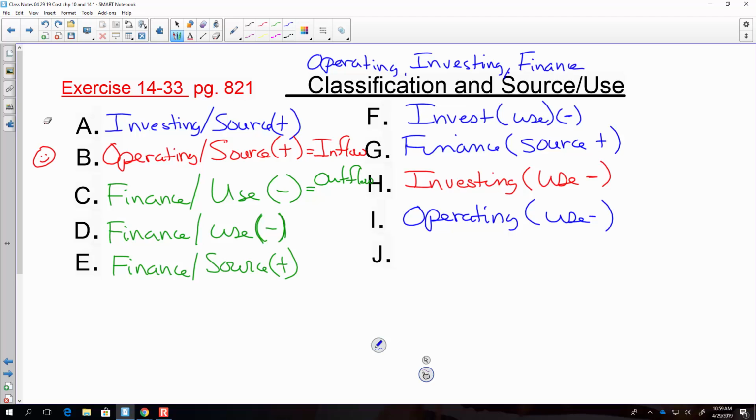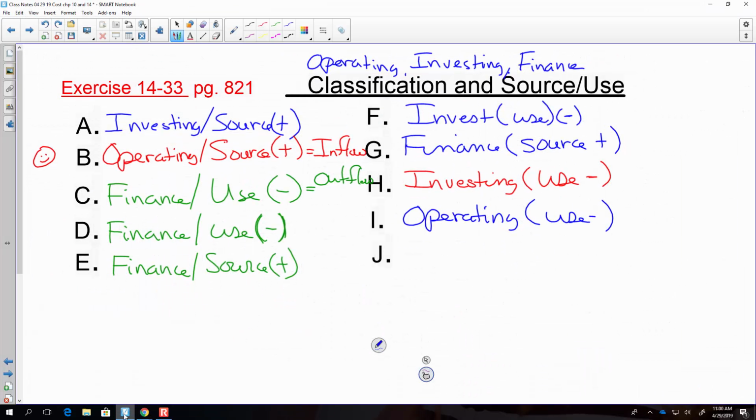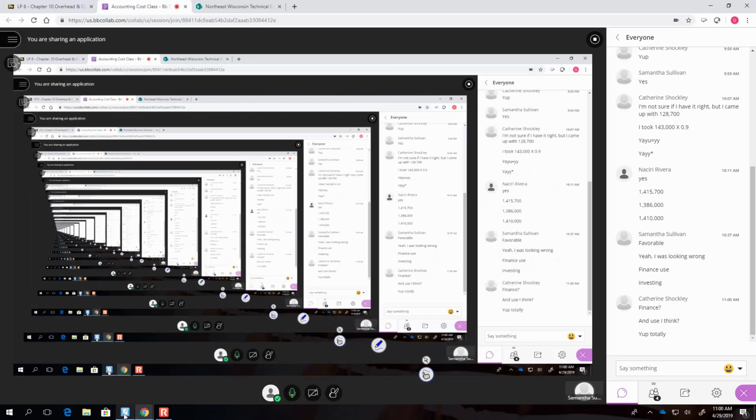Catherine, what's the last one? Negotiated a long-term loan. Yep, finance. Source or use? I'm hoping you said source. Okay, I'm assuming you did. All right, awesome. Oh, use. It's actually a source. We're actually negotiating it to get the money.